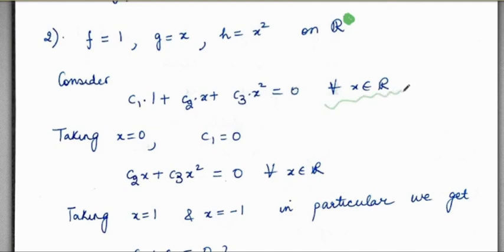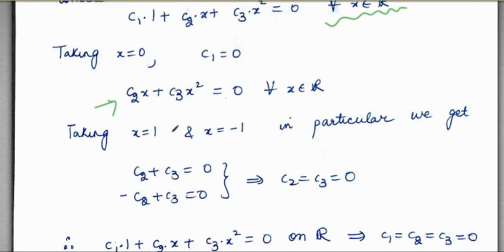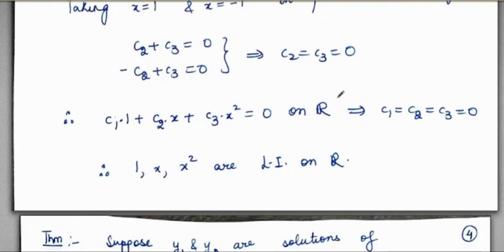Now since this is true for every x in R, if I take x to be 0, what will happen? C1 will be 0. C1 0 gives me C2x plus C3x square is 0. Now since this is true for every x in R, I can take x to be 1, x to be minus 1 in particular to get C2 and C3 also as 0. So that means whenever the linear combination is 0, all three constants will be forced to be 0. So at least one non-zero constant situation is not going to arise in this linear combination, and hence you have linear independence. So that's how you decide linear dependence or independence for more than two functions.